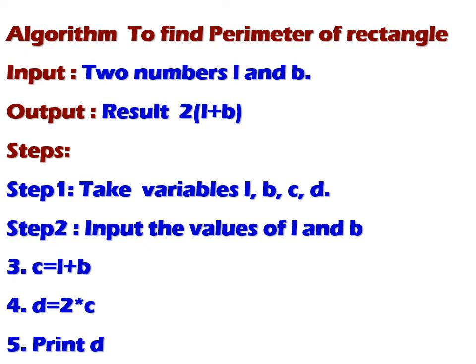Step 1. Take variables like L, B, C, D. Then input the values of length and breadth. Add them and multiply it with 2. And finally, you display the result. So here what is the input? Length and breadth of the rectangle, and what is the output? Length plus breadth whole multiplied by 2, and the entire set of steps is known as an algorithm.